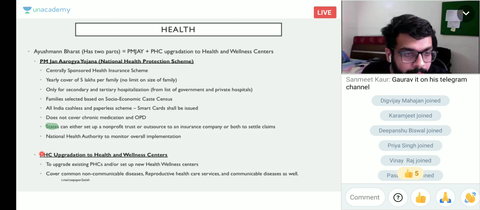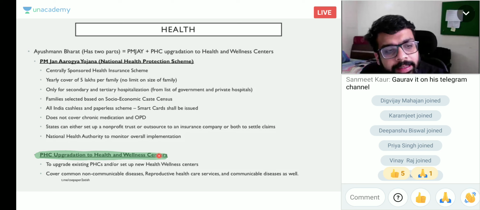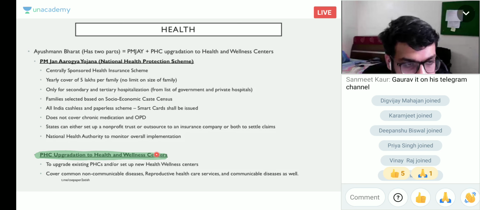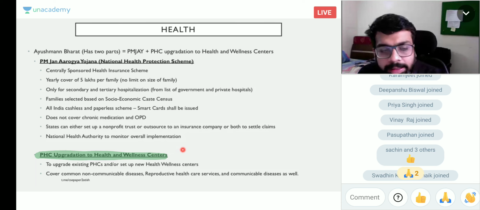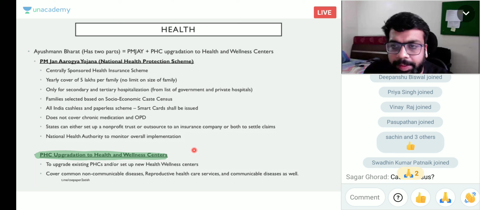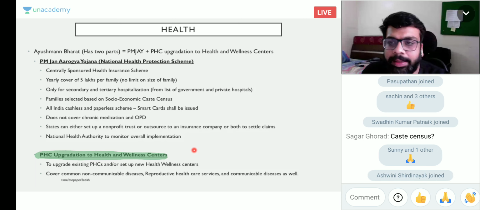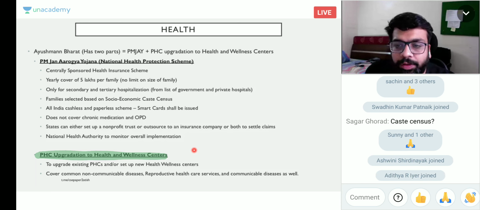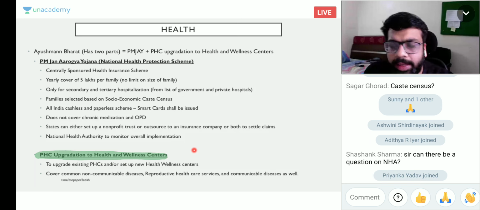Okay, next. The next part of Ayushman Bharat is upgrading primary healthcare centers to health and wellness centers. What this means, our existing primary healthcare centers are very basic immunization centers and specific and very, very basic reproductive healthcare services and basic healthcare. We want to make them better because you don't have to go to a hospital every time you are sick.